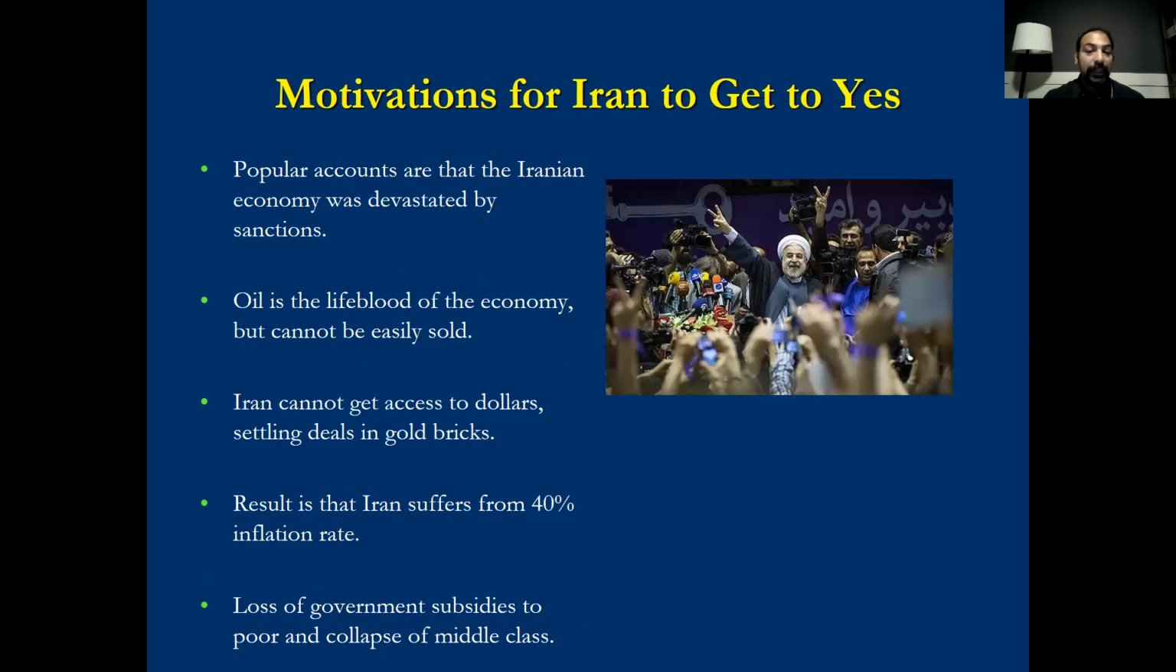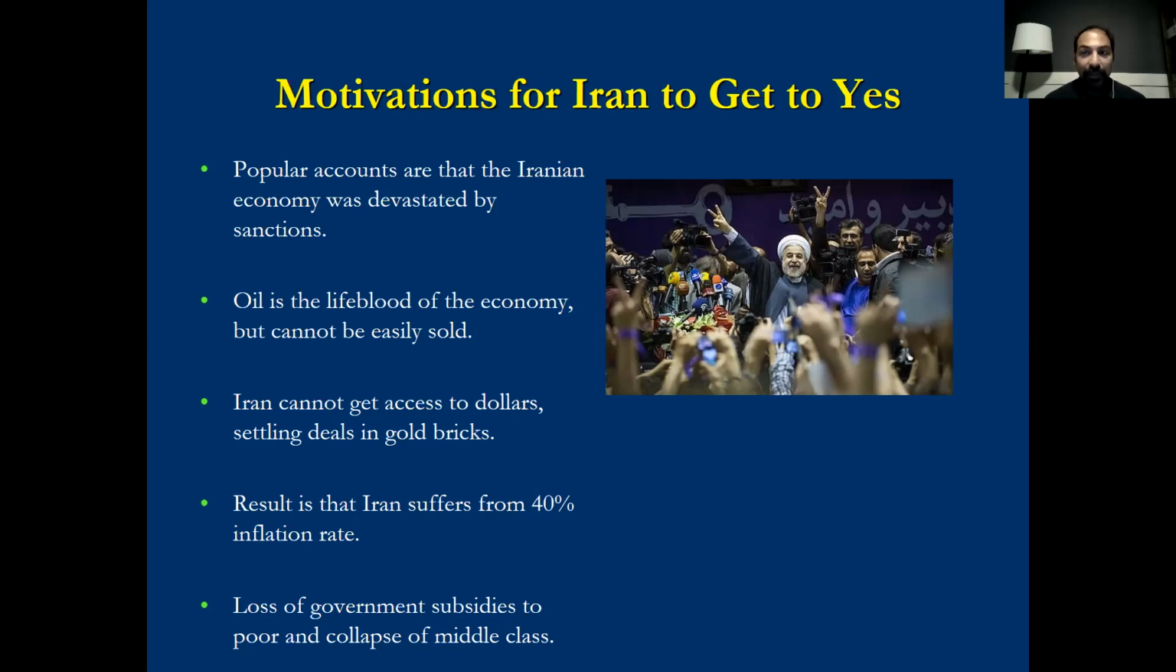The popular account, again, is that the Iranians were devastated by sanctions. Oil was the lifeblood of their economy, right? Most of their transactions are in oil, but oil can't be easily sold, right? It can't be easily traded because, again, oil is typically traded in dollars, right? But as a result of these sanctions, the Iranians couldn't get any dollars, right? Firms couldn't use dollars to purchase Iranian oil. So because that was squeezed out, Iran had to start settling its oil trade in gold bricks.